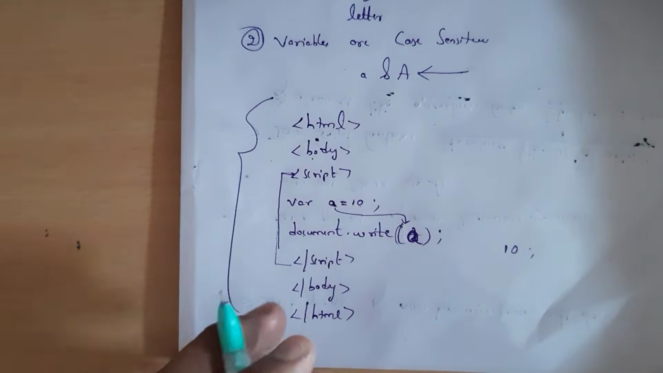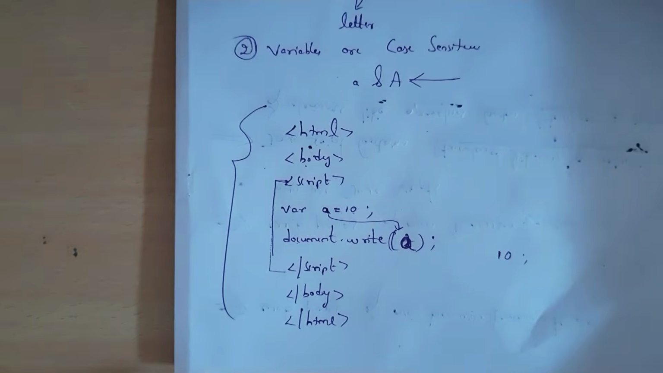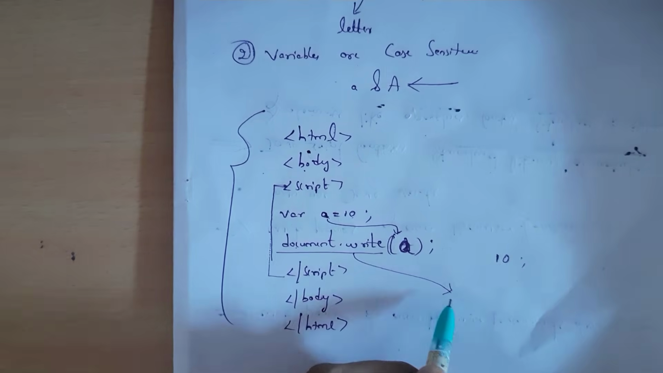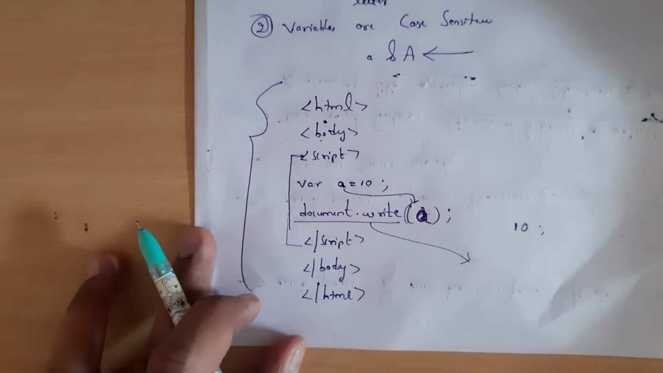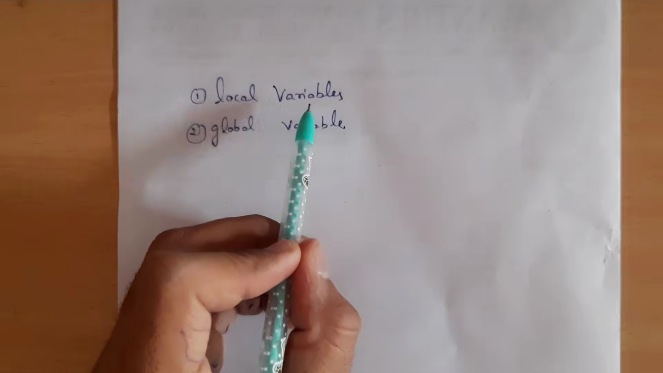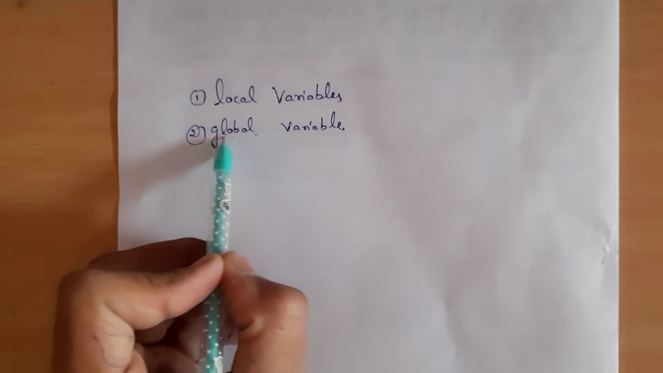So output is 10. This is a small program of a JavaScript variable, where document.write is JavaScript code that is used to generate output. This is the program. Variables are classified into two types. First one is local variable and second one is global variable.